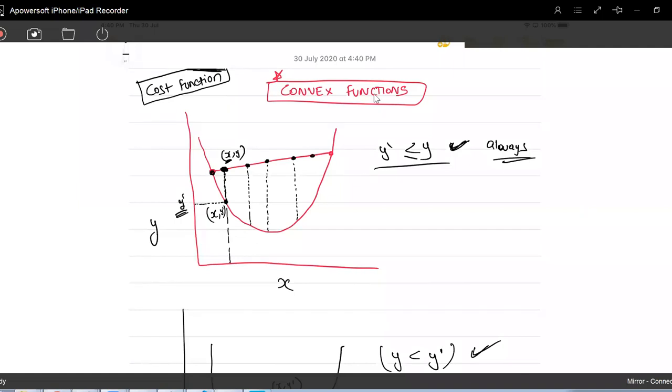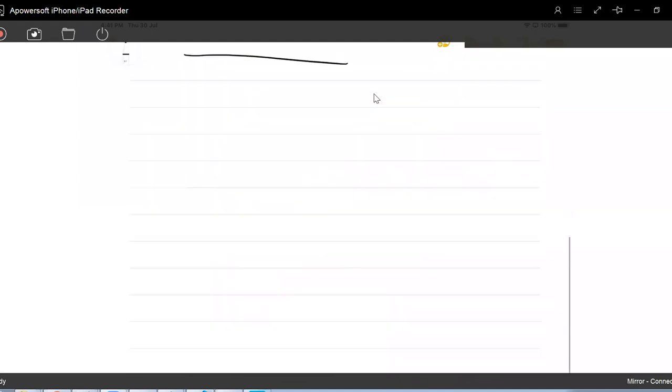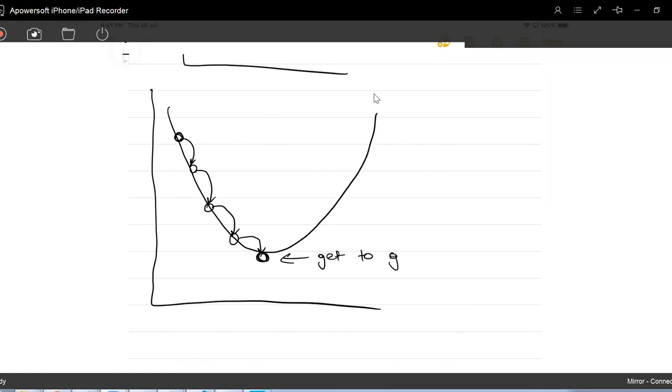The cost function should always be a convex function. If it is a convex function, what is the advantage I'll get? The advantage of a convex function is that I will get to the global minima. My gradient descent algorithm will converge to a global minima. That is the advantage of convex functions.